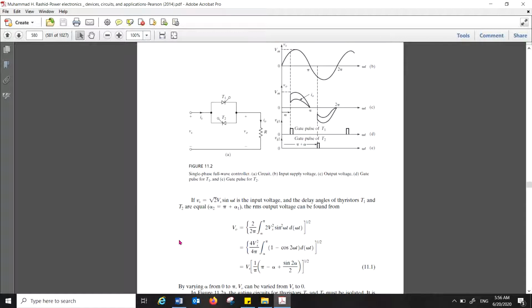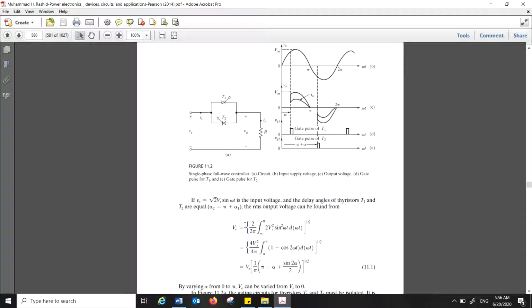It's very tricky to write down this equation, and since it's an RMS output, root mean square, this is the root, 1 over 2 pi is the mean, this is the integral, and square is the waveform for this input. You know that the input is like that, and root 2 Vs squared, so 2 Vs squared sine squared omega t d omega t.